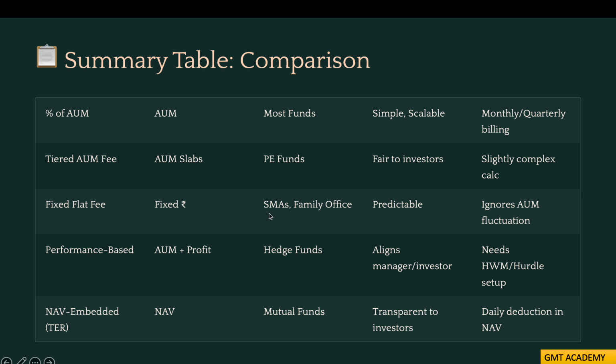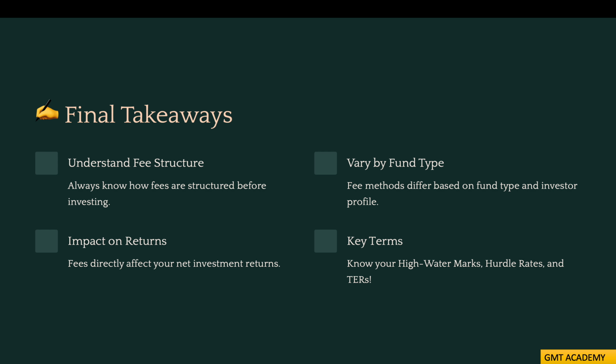Fixed means already fixed for the small fund they will use. Performance based means the hurdle rate and taking consideration of a high watermark. And now available means it is transparent, where the fee is auto deducted. So through this it will take. The final takeaway for this: always know how the fees are structured before investing.